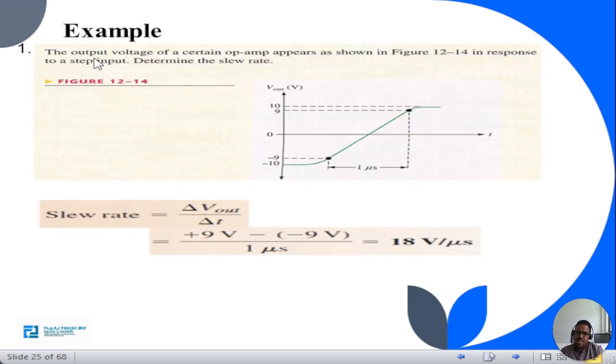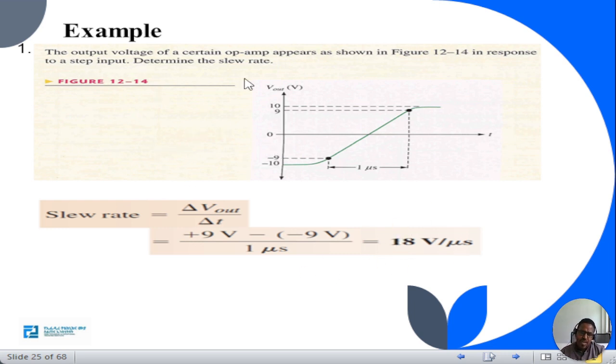Let's see an example. The output voltage of a certain op-amp appears as shown in this figure in response to a step input. Determine the slew rate. The change of voltage from this negative line to the maximum stable output at this positive line, so change of V out is positive 9 minus negative 9, over 1 microsecond. The difference between this minimum voltage and the maximum voltage takes 1 microsecond. So over 1 microsecond, it becomes 18 volt per microsecond. That is the change from the input to the output. So this is the slew rate.